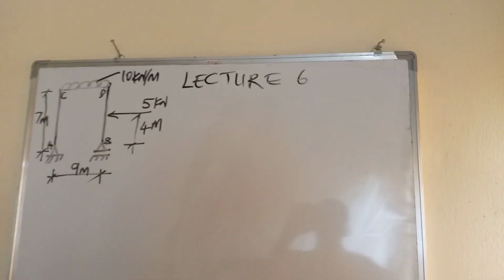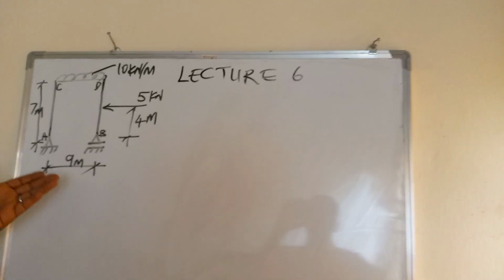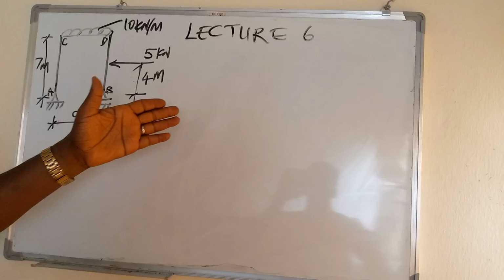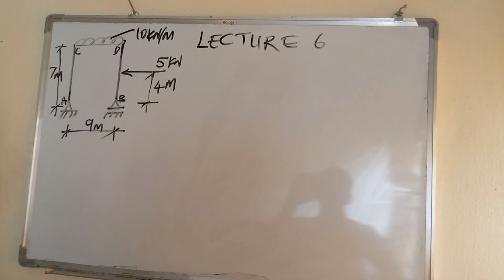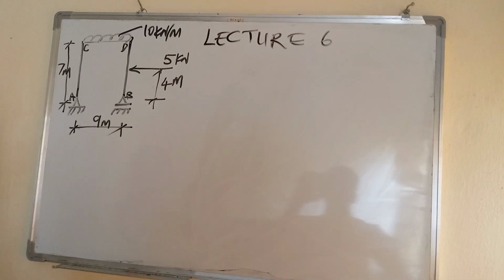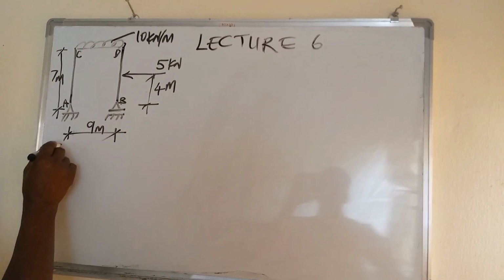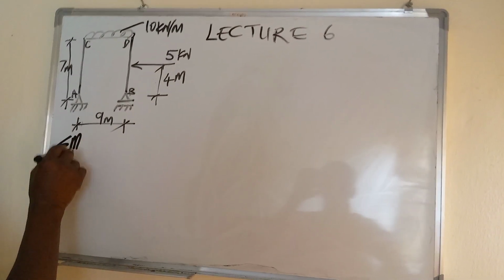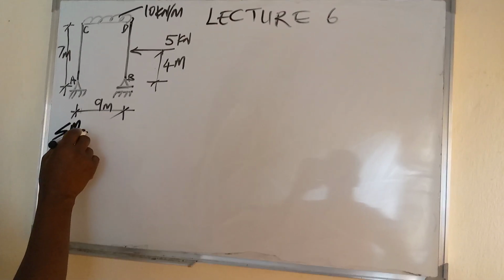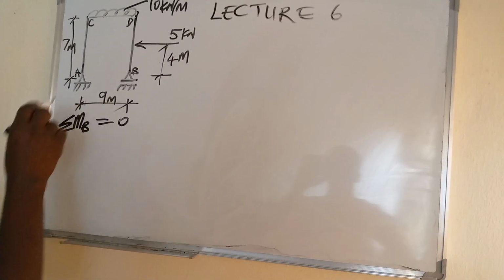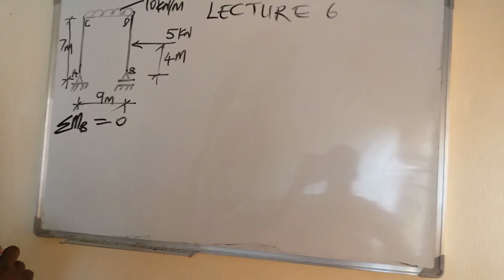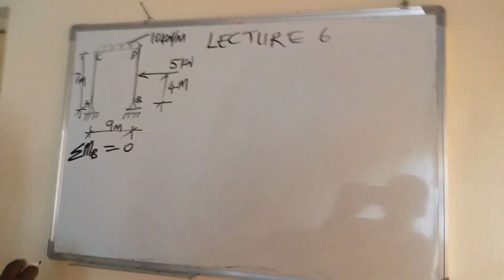To solve this frame, first of all, we have to get the reactions because there are two supports. Unlike when we're dealing with cantilevers where there's only one support, this time there are two supports. So to start, I want to get reaction A. I take all the moments about support B equal to 0, because the type of support there doesn't resist moment.